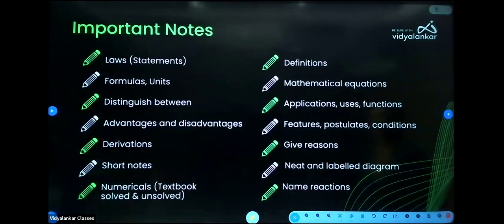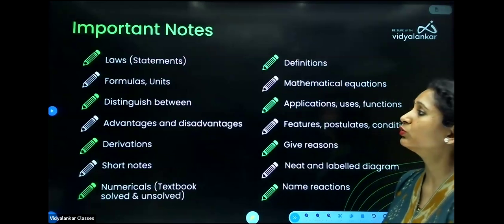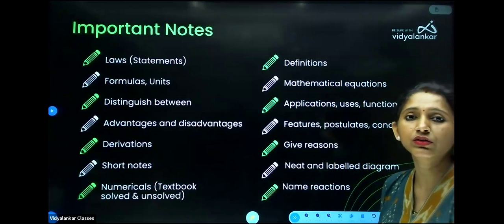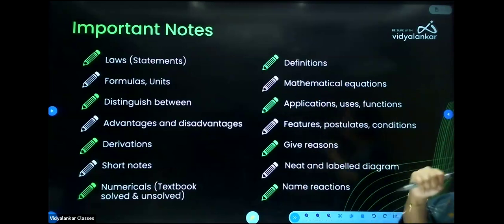Now the next topic is about our subject. Which topics are you not expected to skip while studying your chemistry subject? So let us start with the first point.